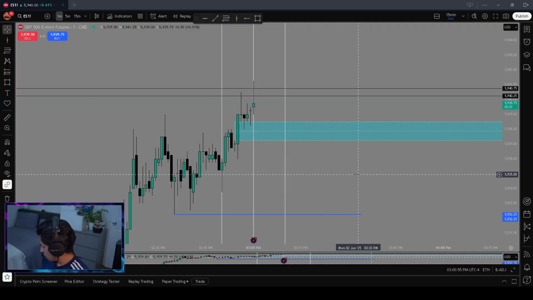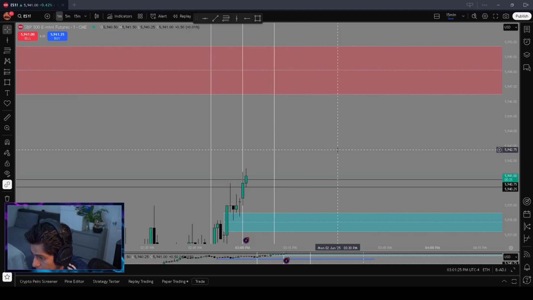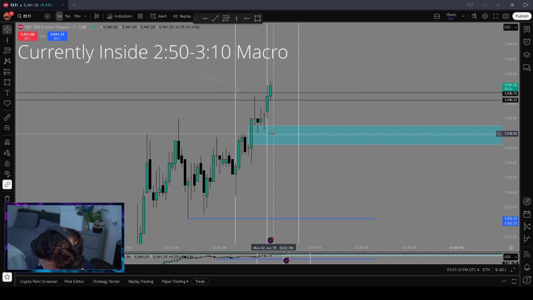So quickly, I'm going to grab a pen and a piece of paper. I like to write it down only because I know from school and all that, when you write things down, it usually sticks in your head a lot faster, ingrains in your head. So what I think it's going to reach for is this 15-minute fair value gap. So right now we're in between the 3:50 to 3:10 macro.